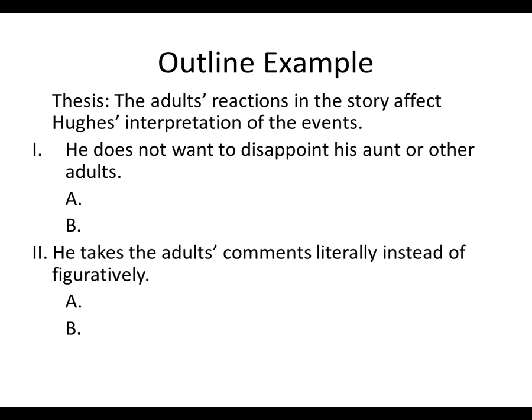Here's an example using our previous thesis and topic sentences from the Langston Hughes story. Place the thesis at the top of the page. The adults' reactions in the story affect Hughes's interpretation of the events. Then after Roman number 1, put the first topic sentence. He does not want to disappoint his aunt or other adults. After Roman number 2, put the second topic sentence. He takes the adults' comments literally instead of figuratively.